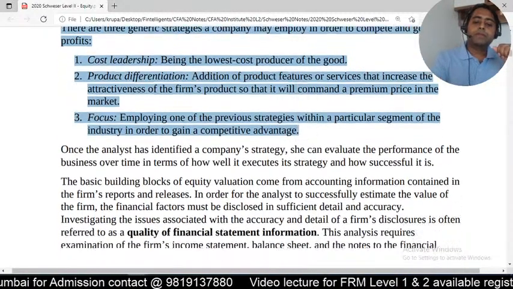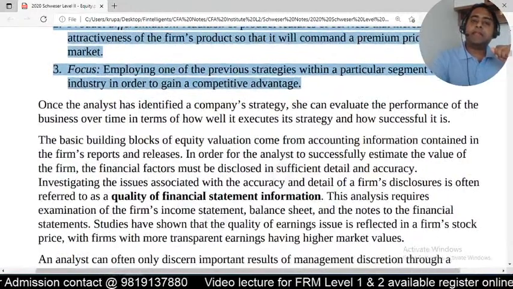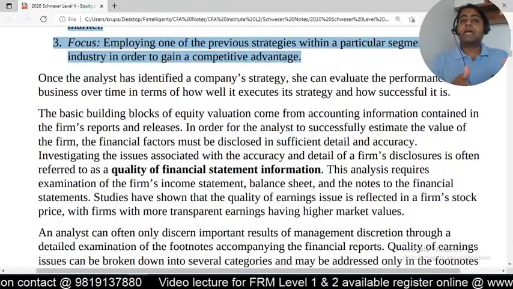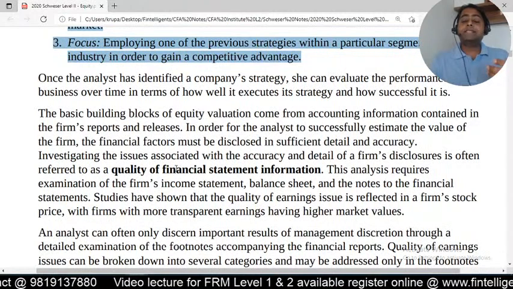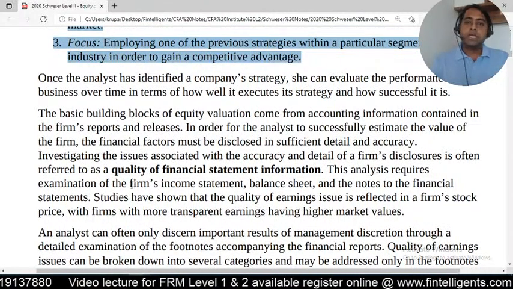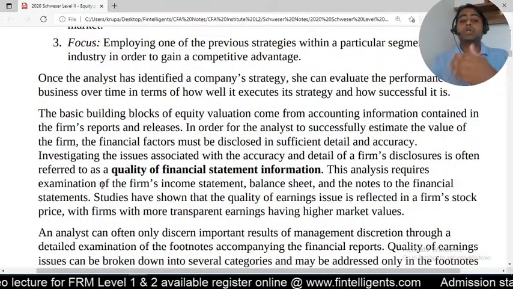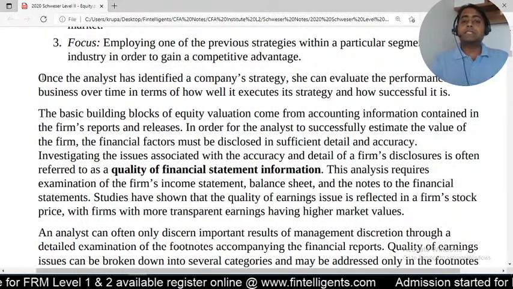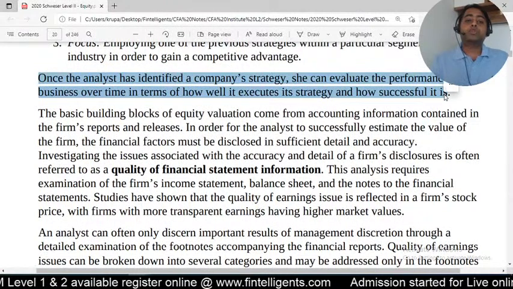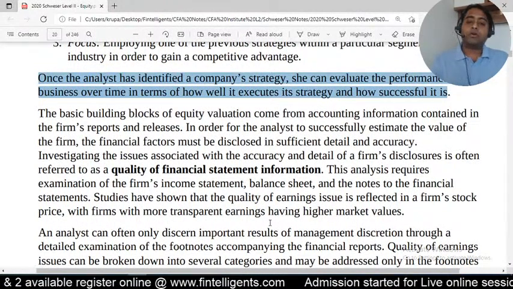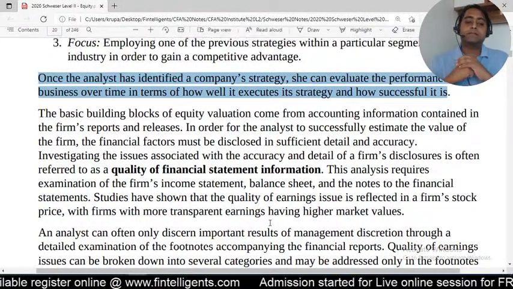All good? Now once the analyst has identified, okay, this company which I am doing an analysis of, what is the strategy that they're using in the industry? Now once you identify the strategy, it becomes easy for you to identify the future course of action. Because then you can see, okay, on the basis of this strategy, what should be the cash flow, what should be the valuation of the company. Read those 2 lines.